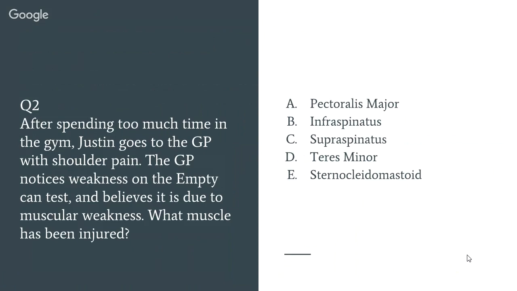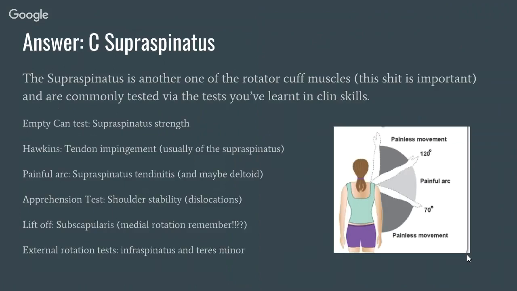Any ideas? C? Everyone's saying C? Supraspinatus? Nice. So, empty can test is the one that looks like that. I hope you know that by now. But pretty much that is testing your supraspinatus. And as we learned a couple of slides ago, supraspinatus is pretty much another one of your rotator cuff muscles.